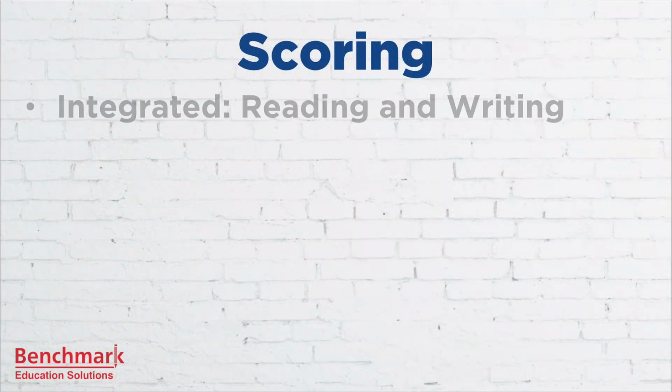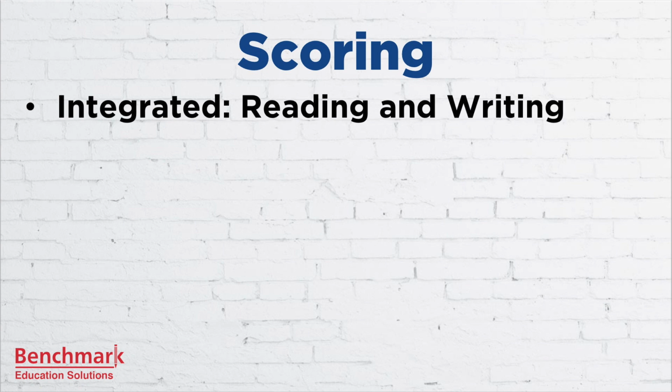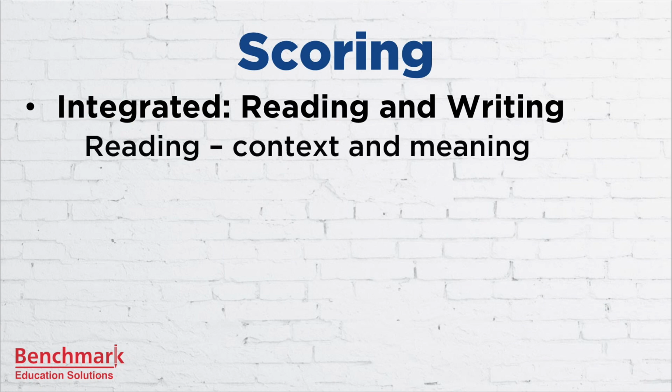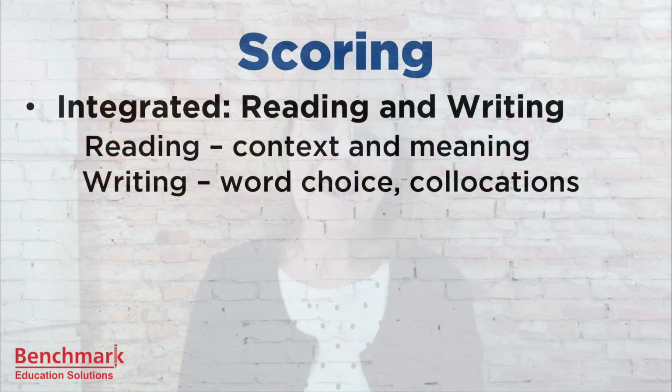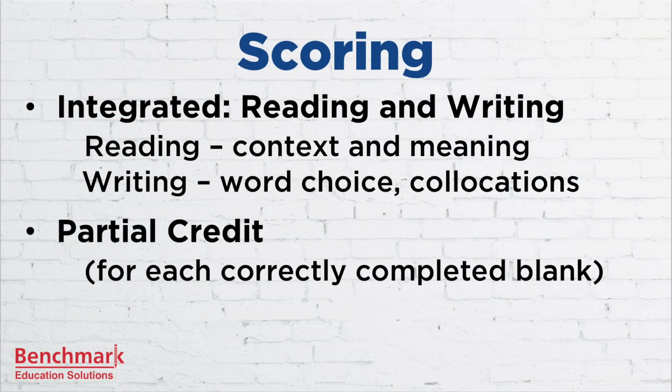Now let's look at how these questions are scored. First, the scoring of these questions is considered integrated. That means it contributes to both your reading and writing scores. If you think about it, it makes sense. The gap fills that rely on context and meaning check your reading comprehension, and the gap fills that involve examining word choice and collocations test your writing skills. For example, when you're writing, you'll be choosing from many different words, and you need to understand which words are usually used together. You get partial credit for each correctly completed blank.